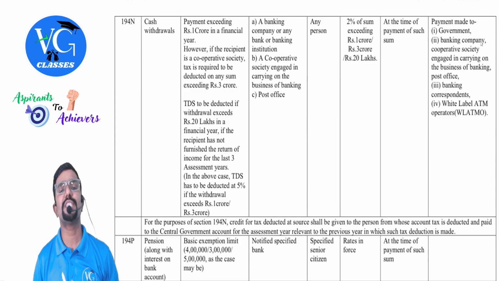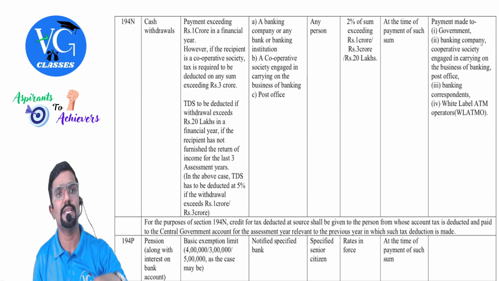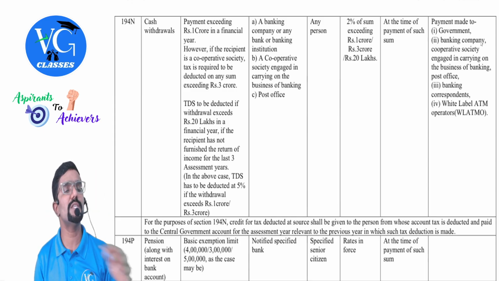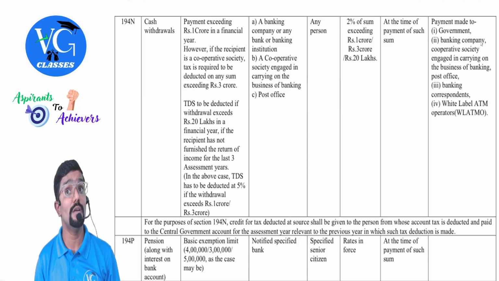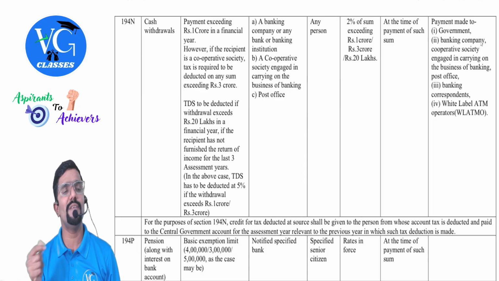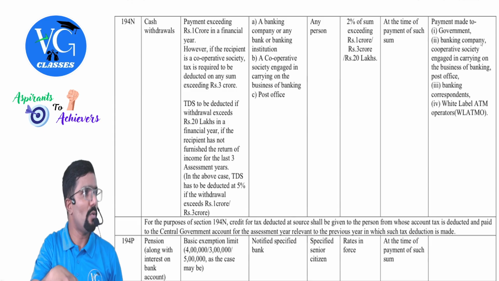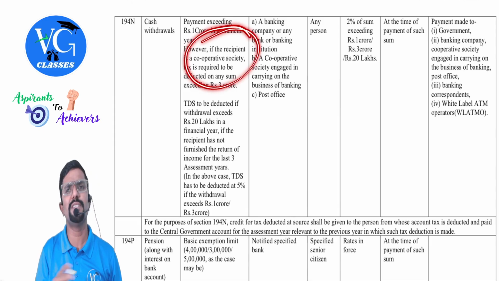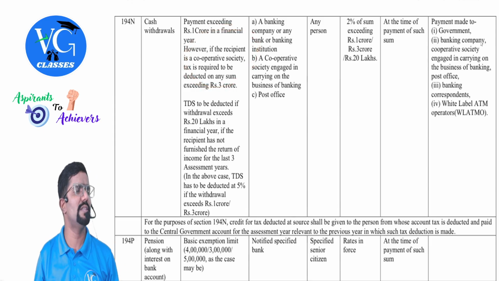Yes. So what is the threshold limit under section 194N, guys? It is 1 crore, or if the amount is withdrawn by a cooperative society, not a cooperative bank, a cooperative society. Guys, there will be different types of cooperative societies engaged in different activities. If a cooperative society is engaged in banking business, then we call them a cooperative bank. Sir, what if cooperative societies are engaged in other businesses? Many are engaged in cooperative agriculture activities.